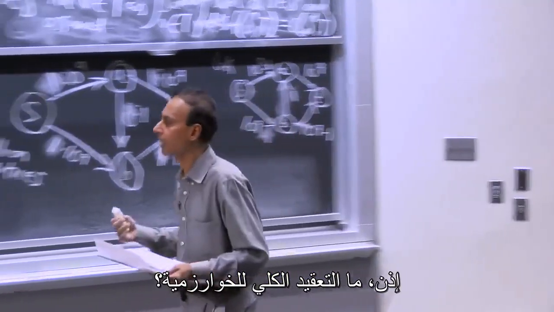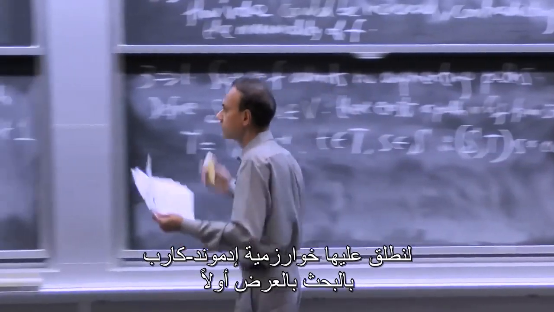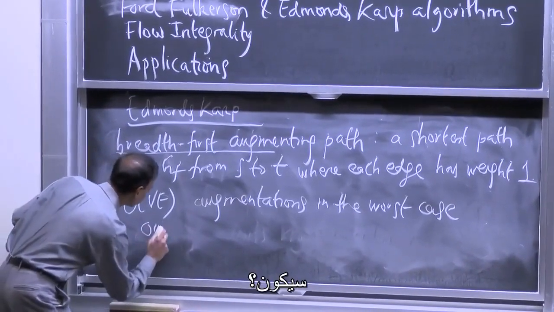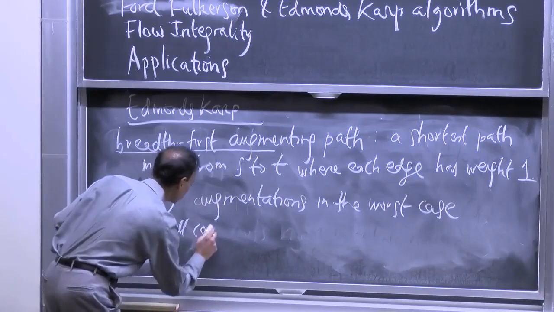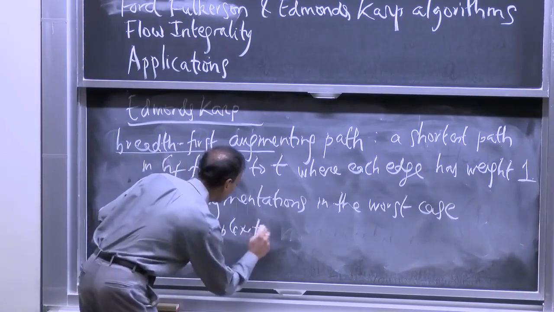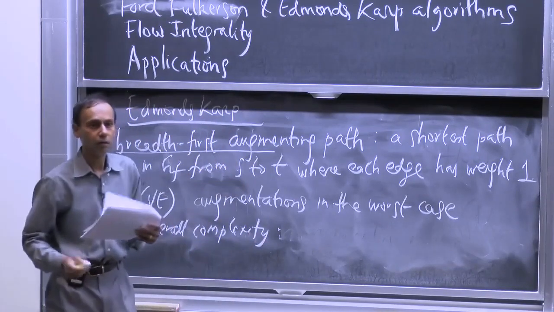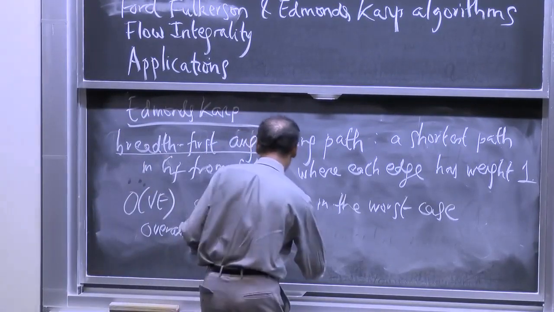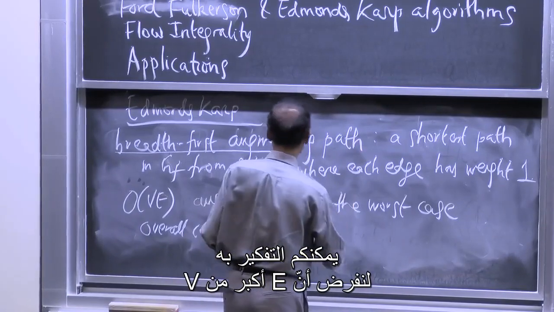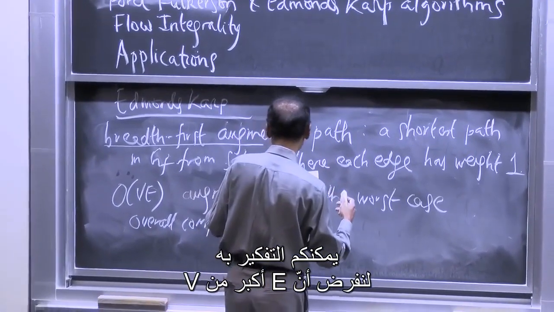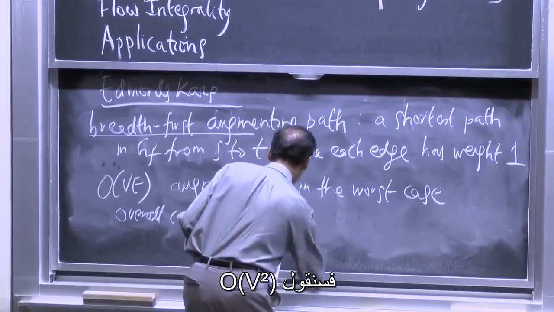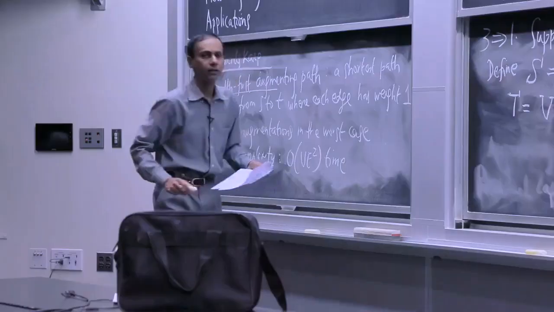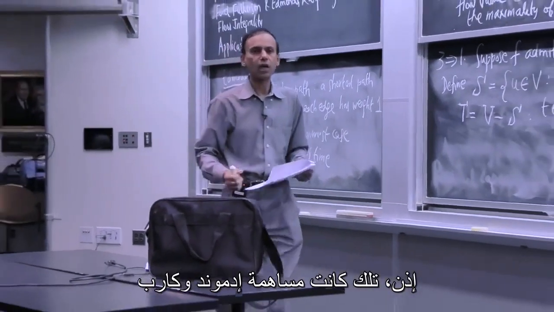Right? So what is the overall complexity of the algorithm? Let's call it the Edmonds-Karp algorithm with this breadth-first search. It would be order VE squared. You could think about it as, let's assume that E is greater than V, and so we'll just say order VE squared time. All right? So that was Edmonds and Karp's contribution.